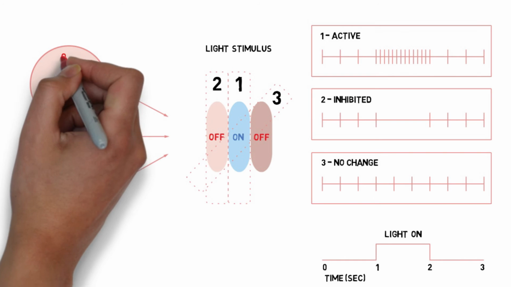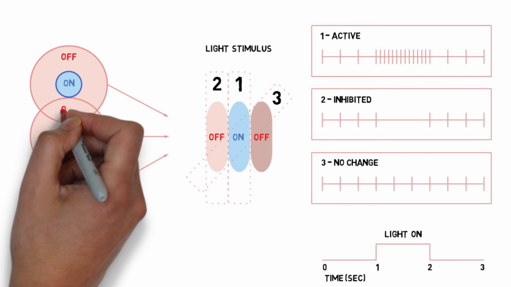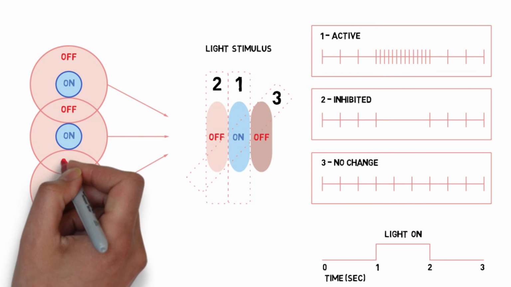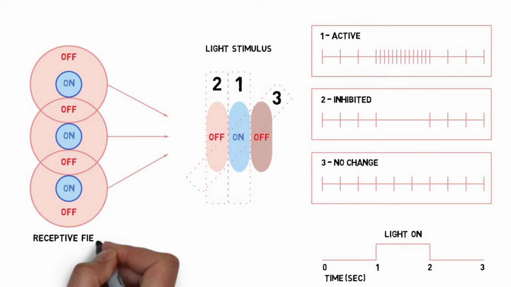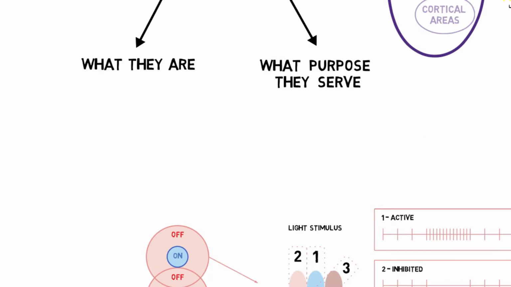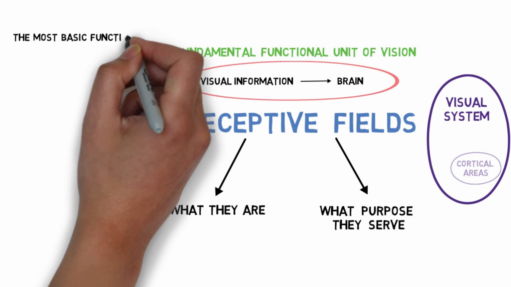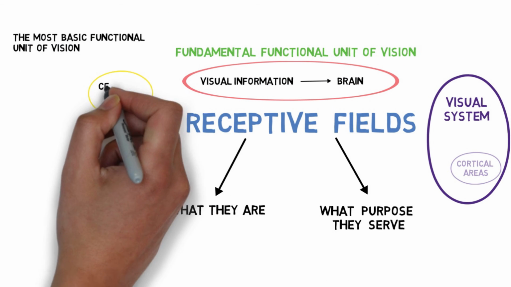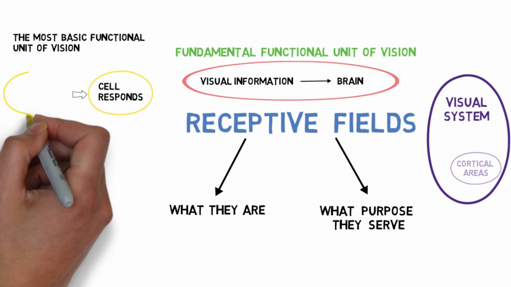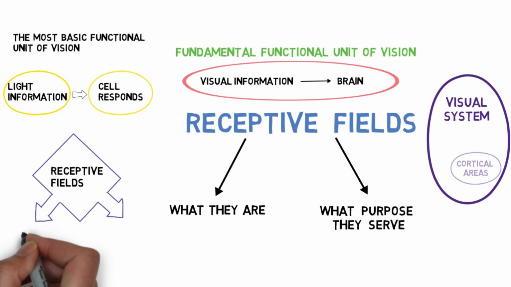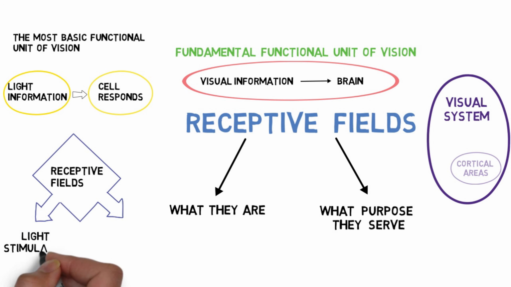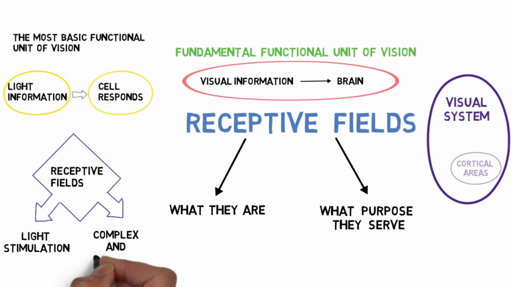These orientation tuned detectors are referred to as simple cells and are believed to be formed by pooling the response of a number of classic receptive fields along a particular spatial direction. In summary, receptive fields are the most basic functional unit of vision and represent a region of space over which a cell responds to light information. Receptive fields in lower cortical areas respond well to light stimulation, but become increasingly more complex and selective for global motion and object form in higher cortical areas.